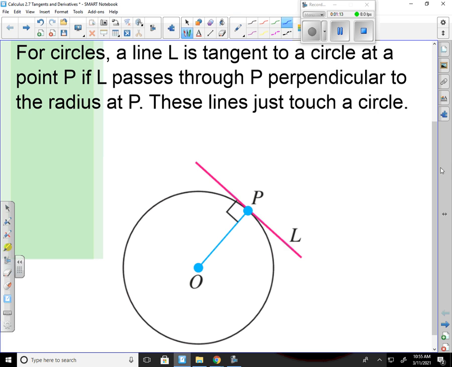Additionally, I could put P anywhere on my circle, say there. And then if I draw the radius out to it, I would then draw a line perpendicular to that radius that goes through that point and is only touching the circle directly at this point. And so that's how you find a tangent.